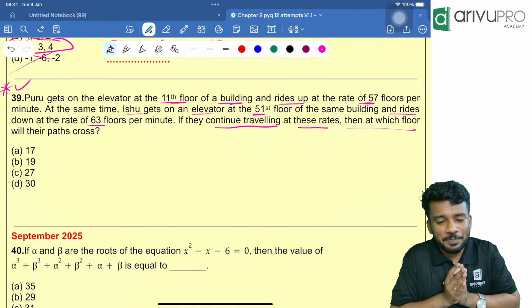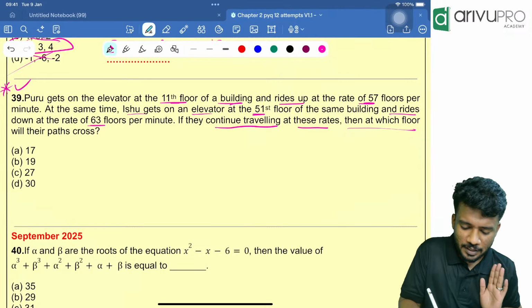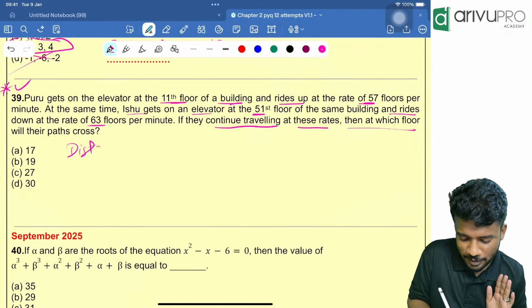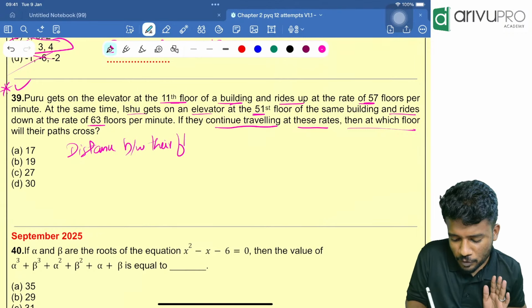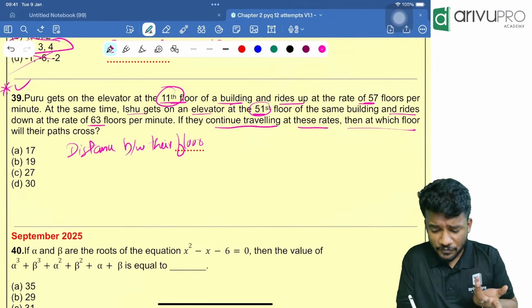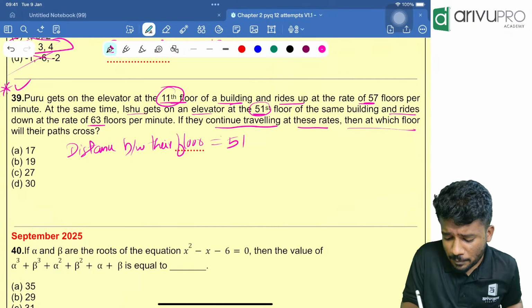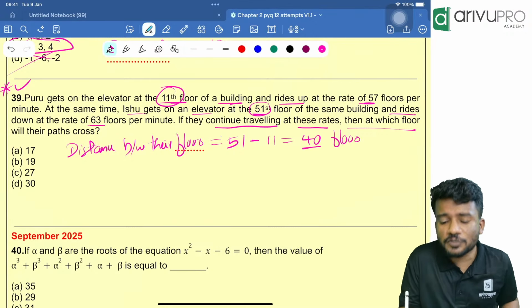Now people, just tell me, what is the distance between their floors? Distance, I'll write. This is the shortcut. Distance between their floors. How much is the distance between 11th and which one? 11th and 51st. That means 51 minus 11, which is equal to 40 floors is the difference between them.